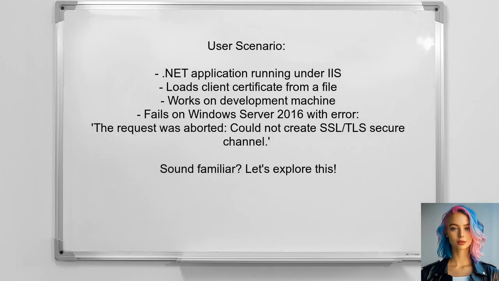Here's the situation we're addressing. A user has a .NET application running under IIS that loads a client certificate from a file. It works fine on their development machine, but when deployed to a Windows Server 2016, they encounter an error stating the request was aborted, could not create SSL/TLS secure channel. Sound familiar? Let's explore this together.